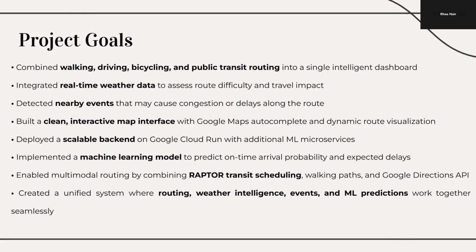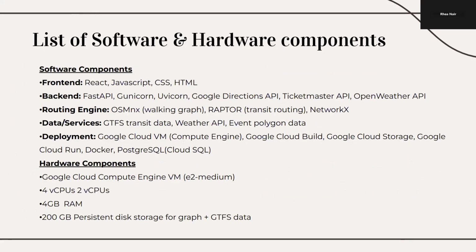We also pull in real-time weather and nearby events so we can warn users about things like storms, snow, or concerts that might slow them down. On top of that, we show everything on a clean interactive Google Maps interface and use a machine learning model to estimate the chance of arriving on time and how much delay to expect. The goal is to bring routing, weather, events, and ML predictions into one unified experience instead of many disconnected apps.